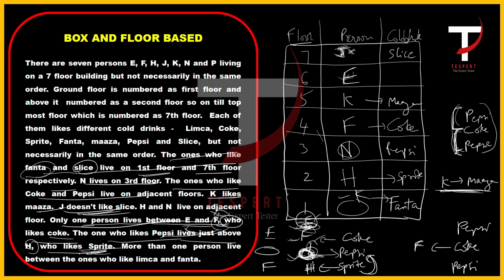Okay, so what is the remaining one? J doesn't like Slice, and J won't be in seventh floor. So if J is not in seventh floor, J will be in the first floor, right? And what is the remaining one? E is filled, F is filled, H is filled, J is completed, K, N, where is N? Yeah, N is in third floor, and P. So P is the remaining one, so P comes here. So P likes Slice, right? So the one cold drink which is left is Limca, so Limca will be placed here in sixth floor. So J doesn't come here, P comes here.